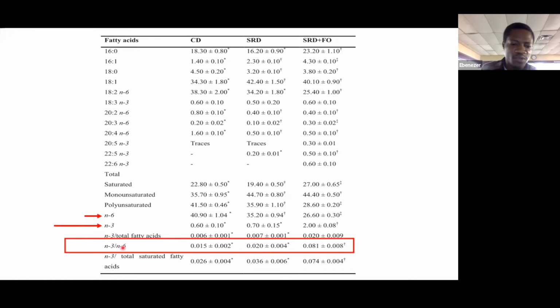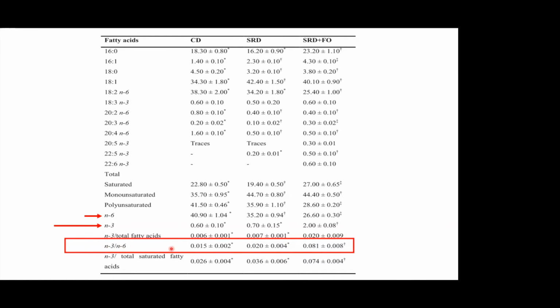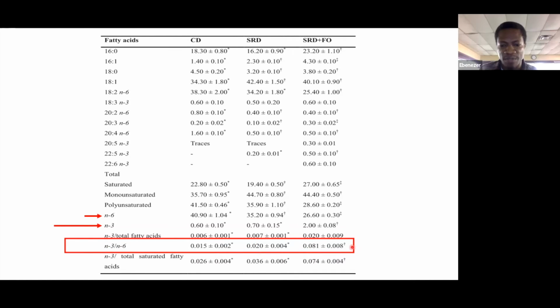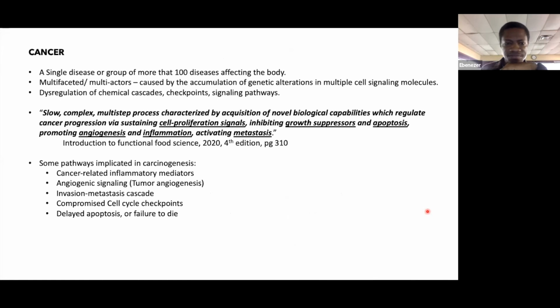Had it been that the ratio of omega-3 to omega-6 is reduced, then there is a problem, as we have seen in the sucrose-rich diet. But since it is increased, we can see that there is a beneficial effect of this particular fish oil in ameliorating and not allowing the condition caused by sucrose-rich diet to exacerbate in this Wistar rat.